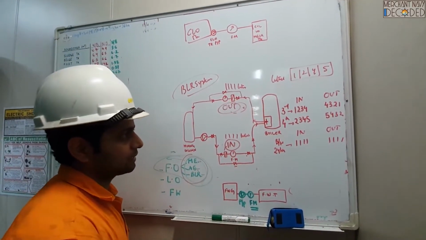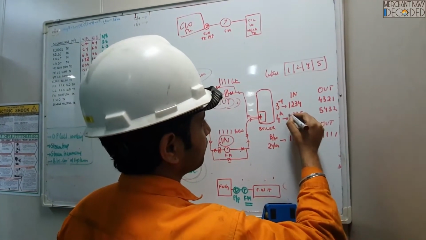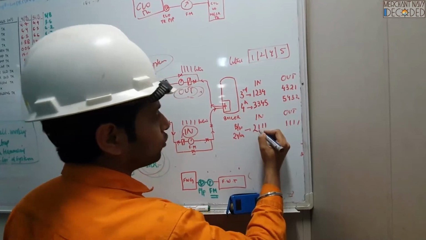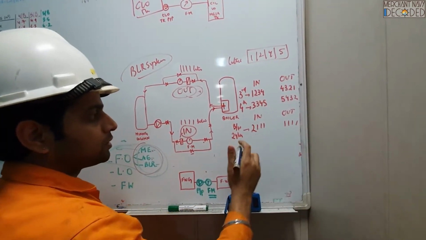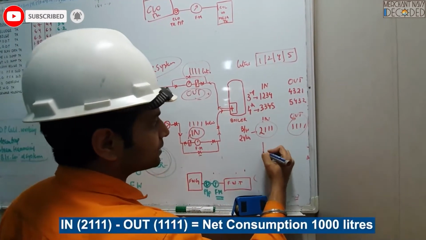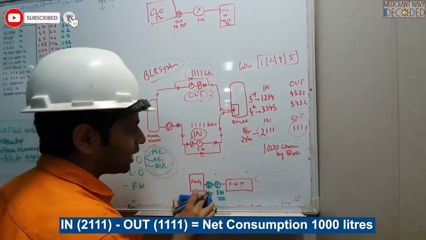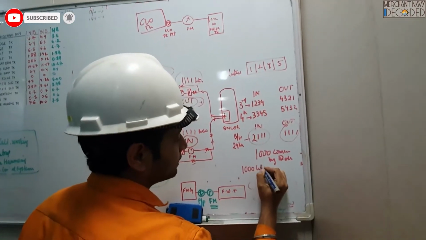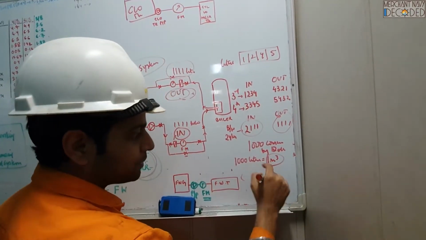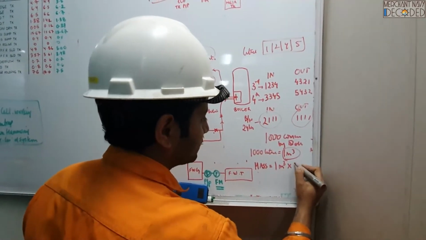Now let's take another example. Let this reading be the same and let us change this reading to 3, 3, 4, 5. That means now in becomes 2, 1, 1, 1 and out is 1, 1, 1. That means this much oil came inside but only this much oil went outside. That means the rest, 1000 liters, has been consumed by the boiler. Right? Now this 1000 liters is 1 meter cube. Now again, if we have to calculate, mass is equal to volume into density.